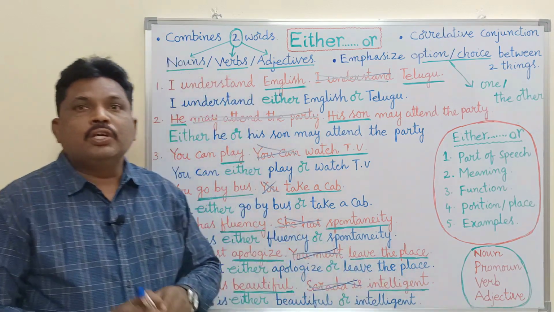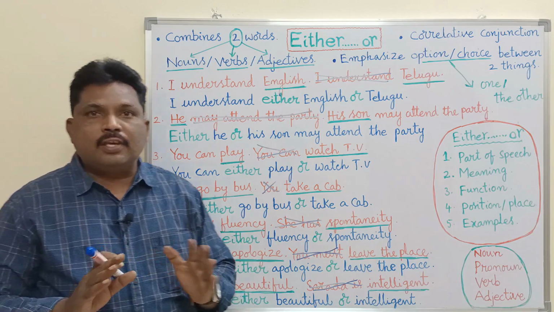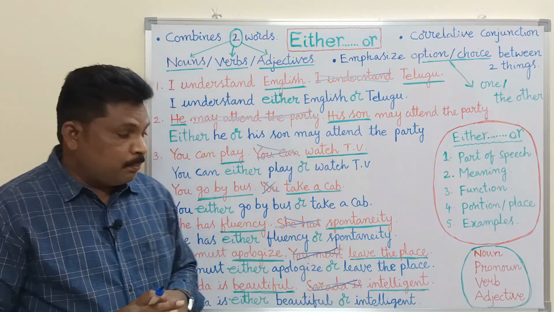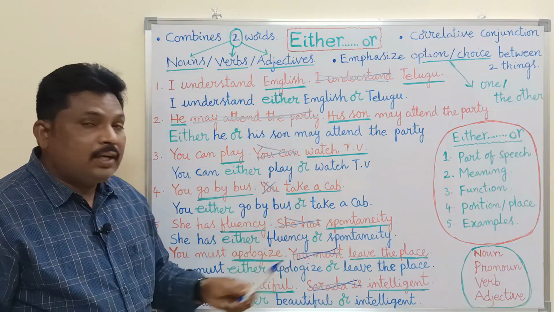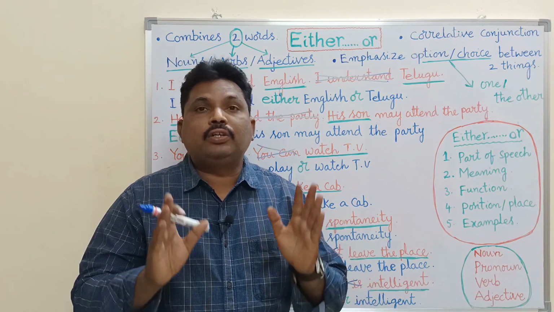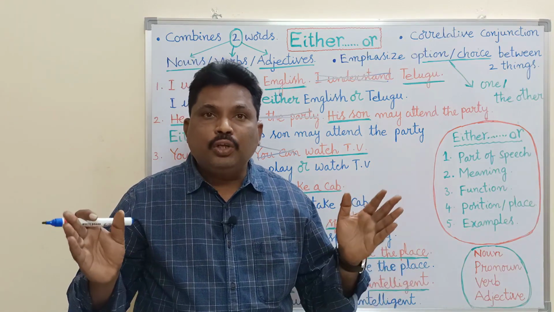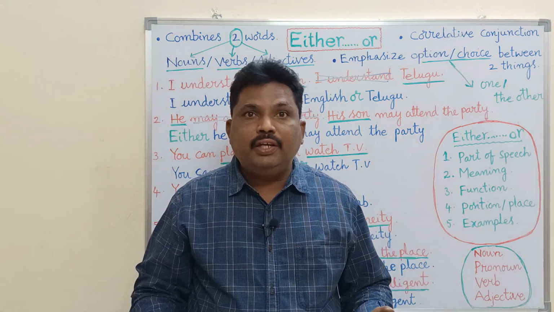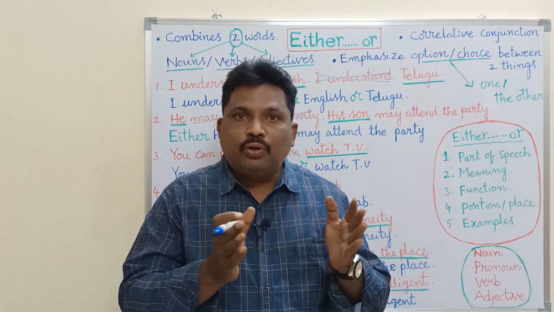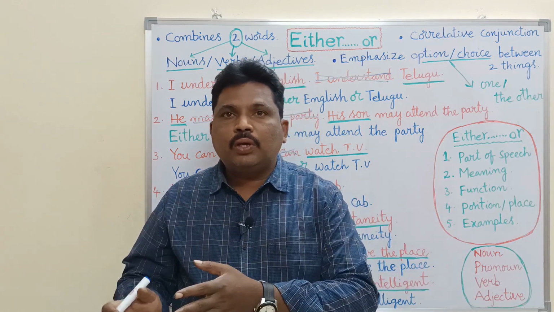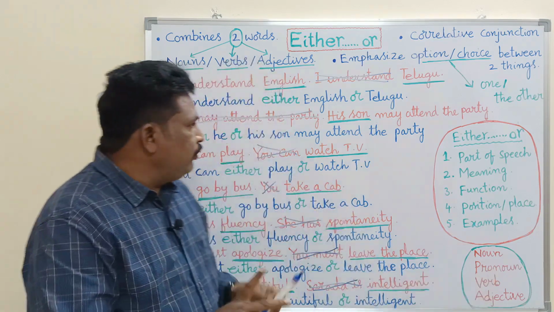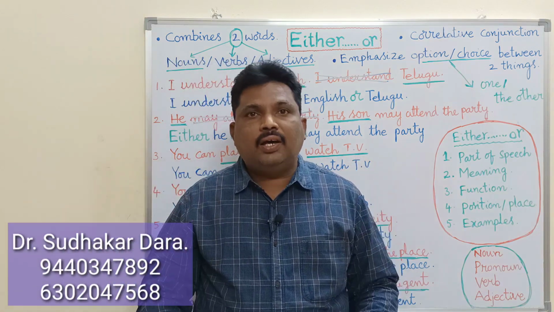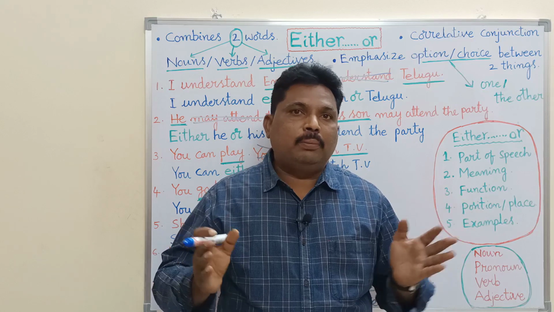So in these examples, we find that either or is used before nouns, pronouns, verbs, and adjectives: the same parts of speech, either adjectives or verbs or nouns or pronouns. But remember, you avoid the same expression, but take the two different words. What are the two different nouns? What are the two different adjectives? What are the two different verbs? Identify, and before one put either, and before the next one or, and make the full sentence. If you observe all these sentences, you can understand how to write the answers for the questions given in your public examination.